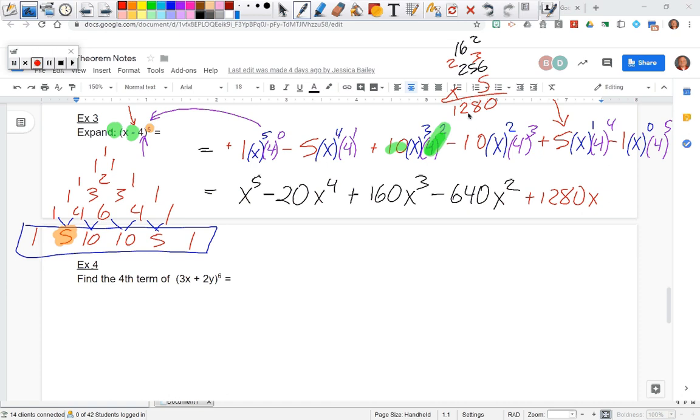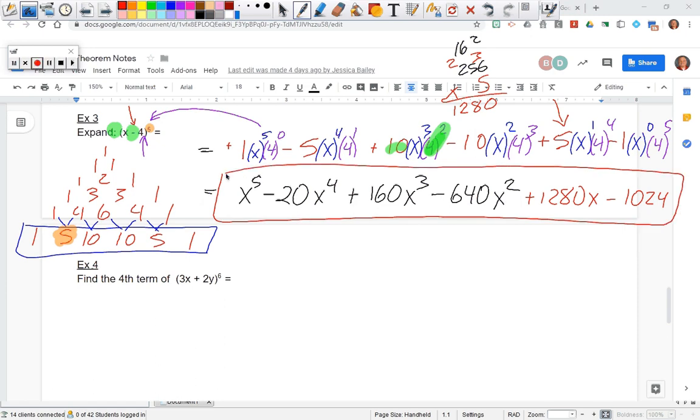And then the last one is 1024. All of this is my answer. Yes, this could be an 8-point problem, so it's not something you just skip.